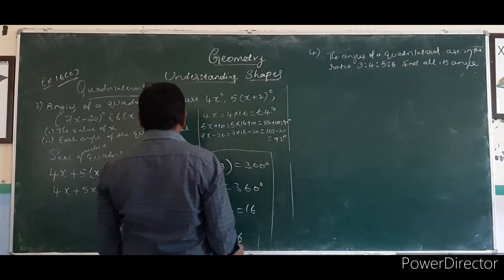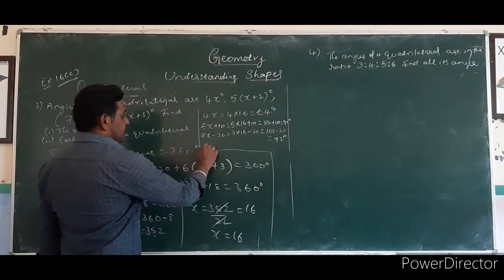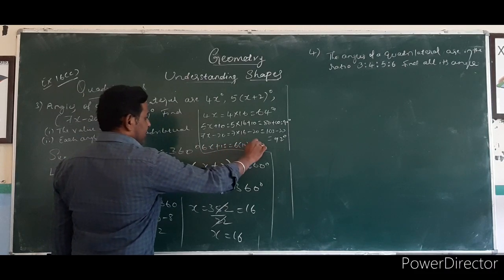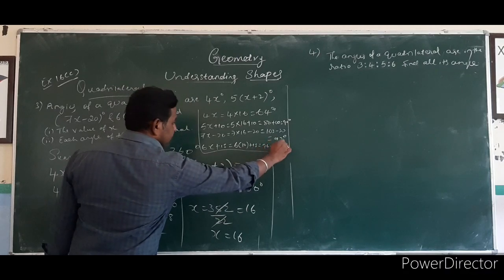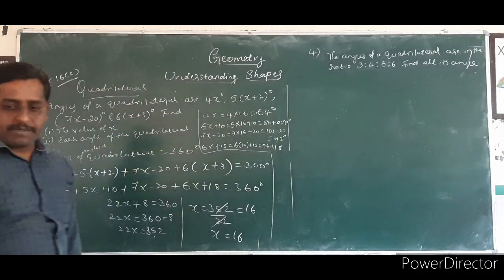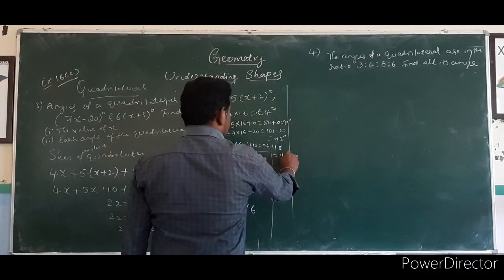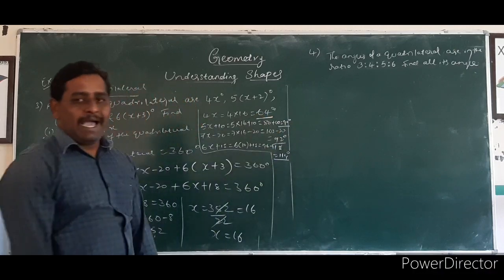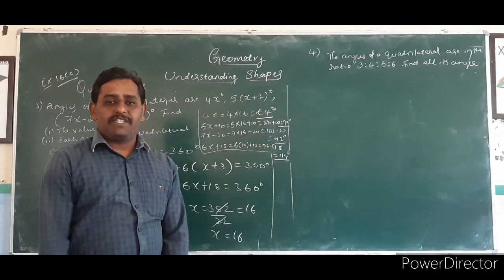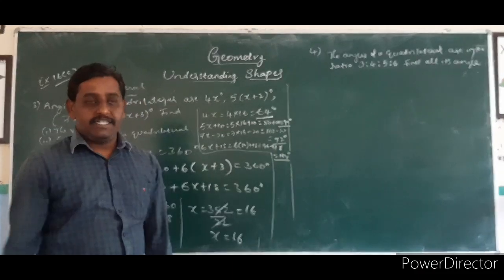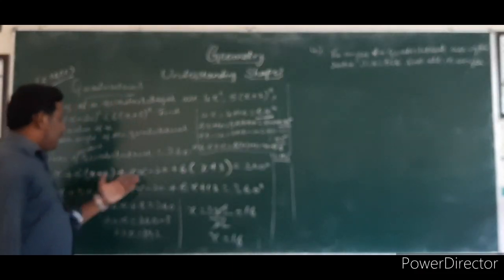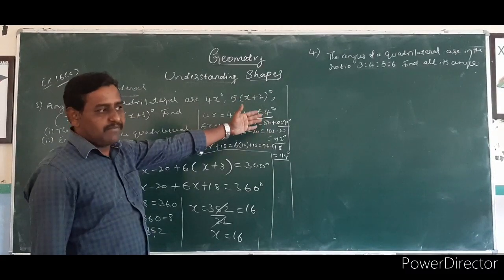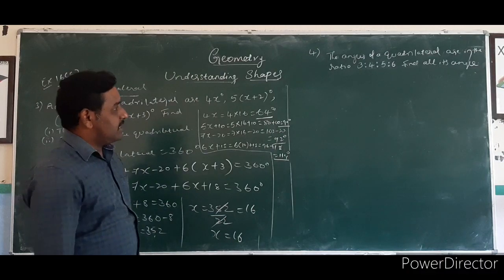That is 92. The last one is 6x plus 18. 6 into 16 plus 18. 96 plus 18 is 114. So 114, 92, 90, 64. If you add all four angles, the sum must be equal to 360 degrees. So you can apply the formula: first you find the x value, later you substitute it in each given angle and find the answer. Next problem.